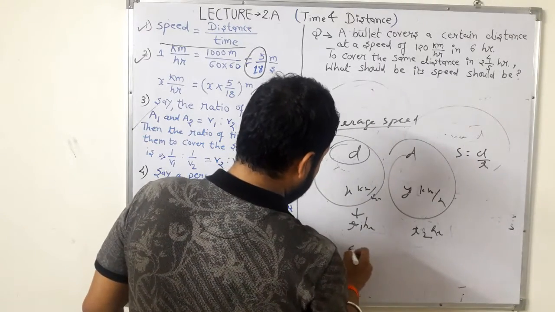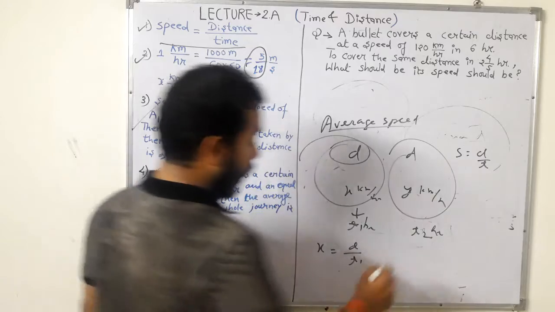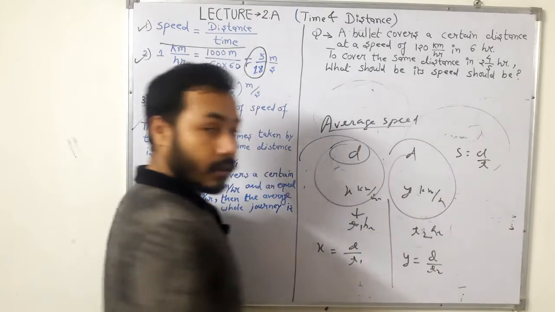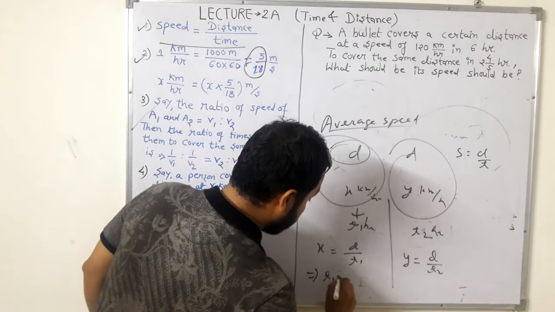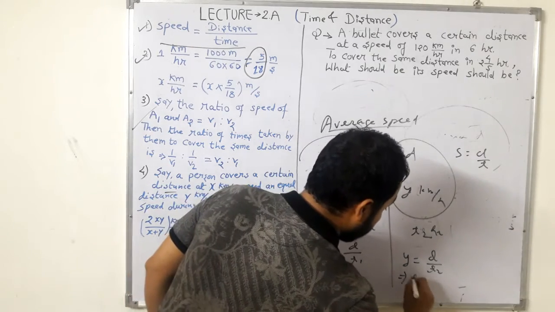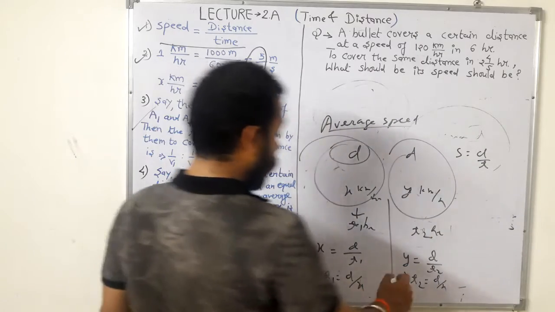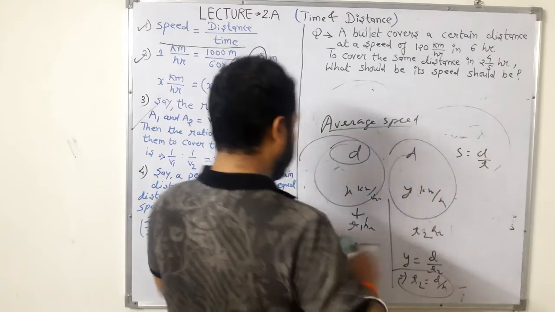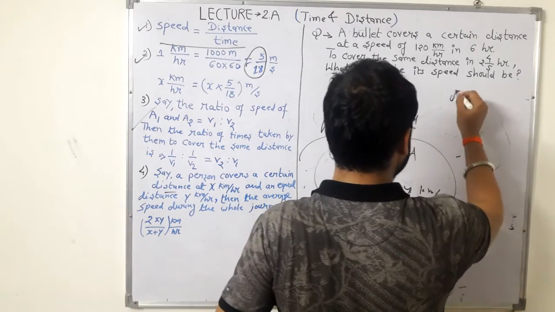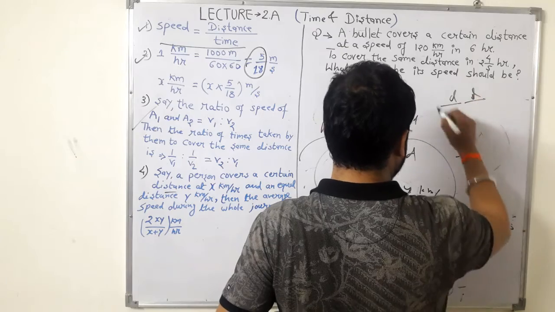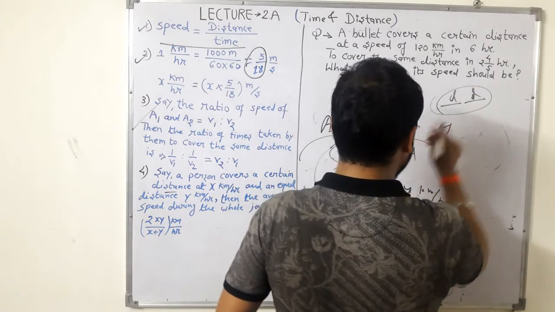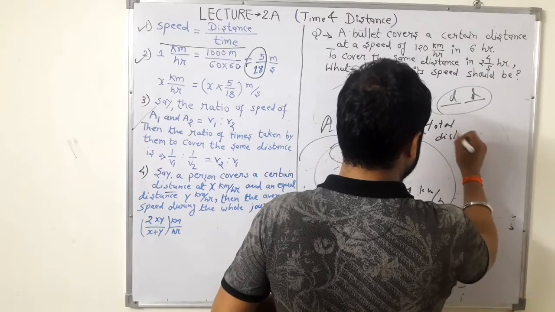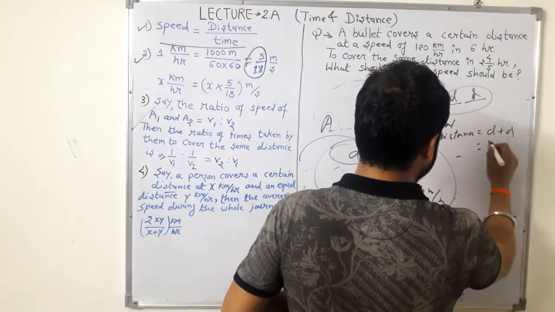So x is equal to D by T1, I can write like that, and for this part y is equal to D by T2. Can I write like that? Of course. So T1 is equal to D by x, T2 is equal to D by y. So we got the T1 and T2, the time to cover this distance with this speed, and the time to cover this distance with this speed. So if the same distance D covered and D covered, how much distance actually it covered? Total distance will be D plus D, that is twice D.